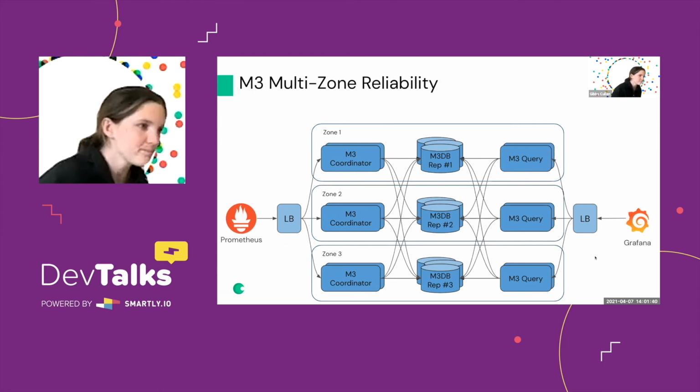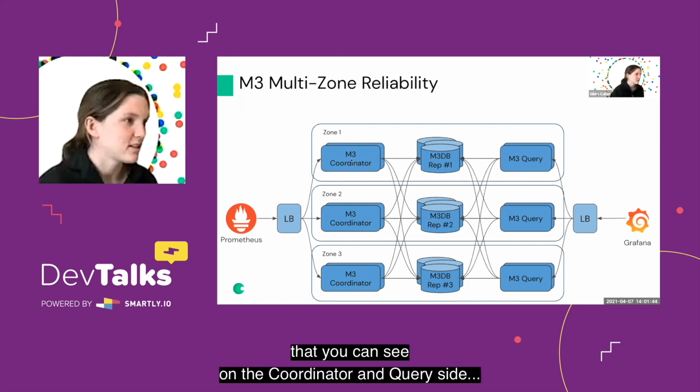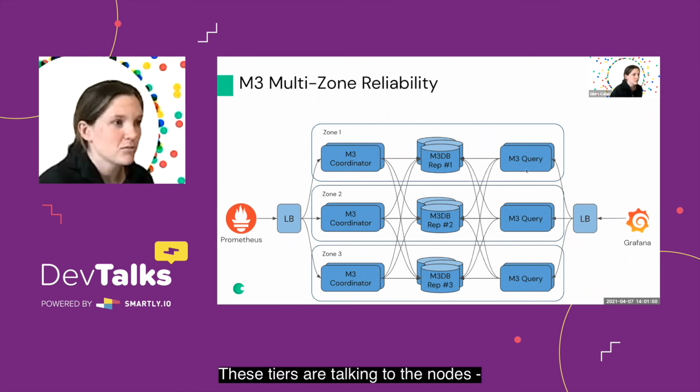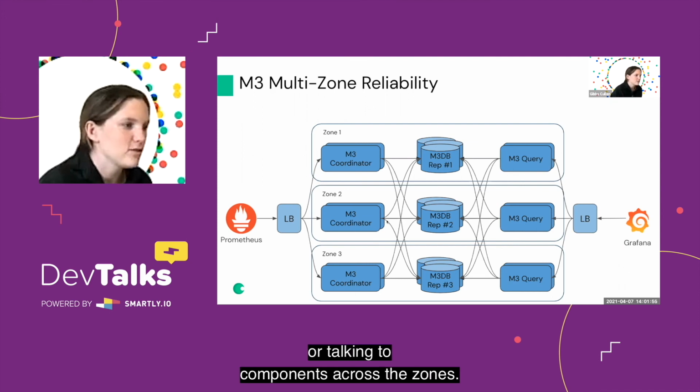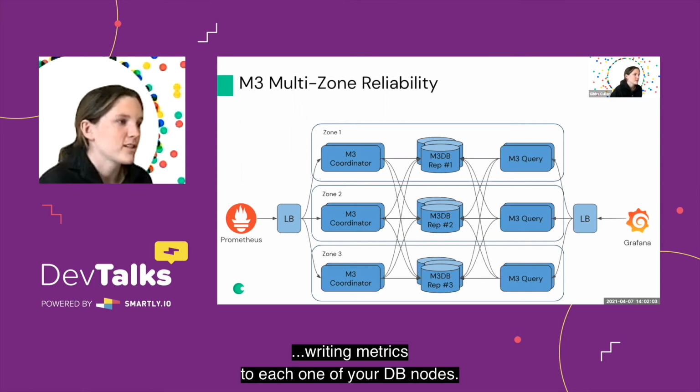The one thing to note here is that the coordinator and query tiers are talking to components across the zones. So from the coordinator in zone 2, for example, it'll be writing metrics to each one of your DB nodes.